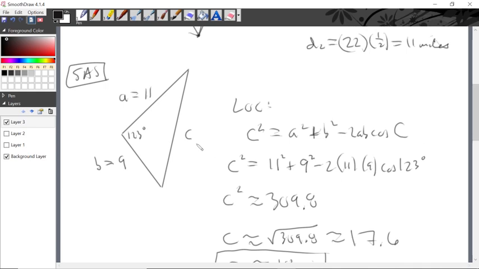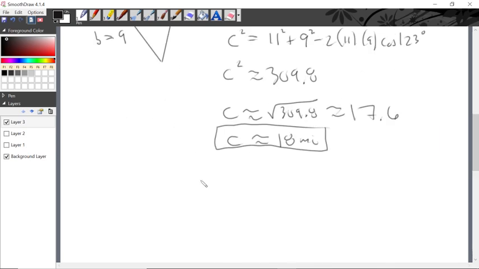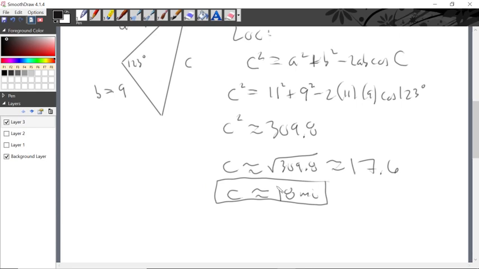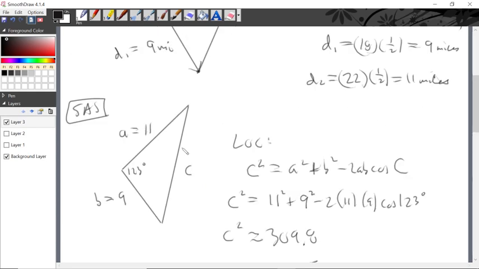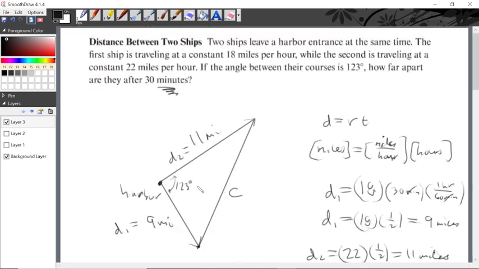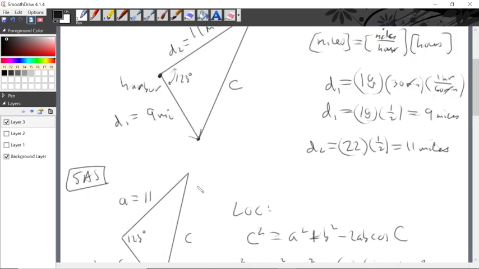Now that seems reasonable considering that the angle C is obtuse, so the side length C is going to be the longest of the three sides. And the value of C that we got is certainly larger than 9 or 11. It's not unreasonable. They went 9 miles and 11 miles, and I wouldn't expect C to be really large, like hundreds of miles or something like that. Right? So it seems reasonable.